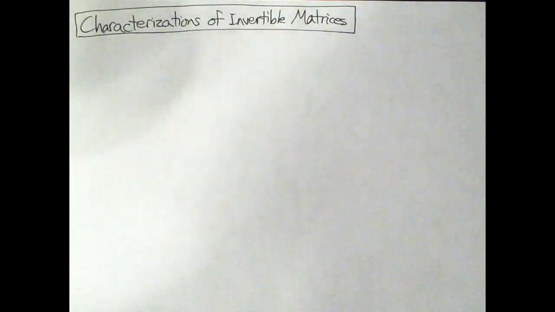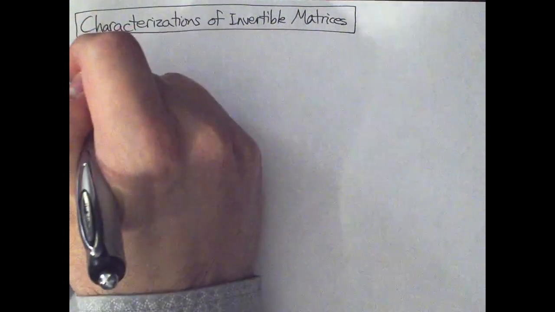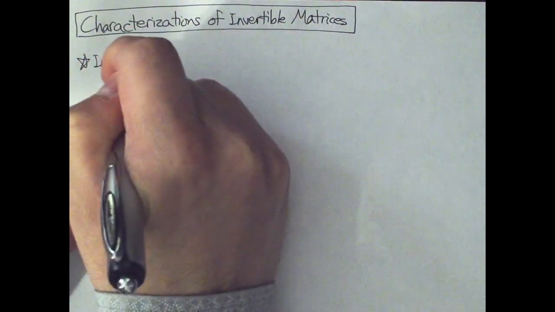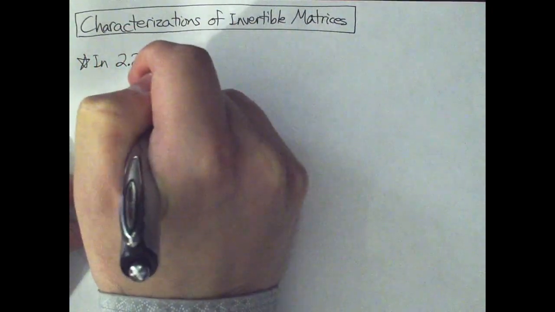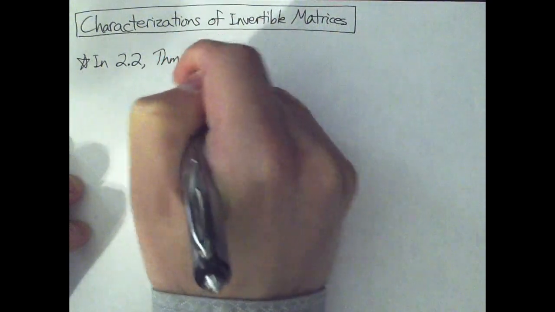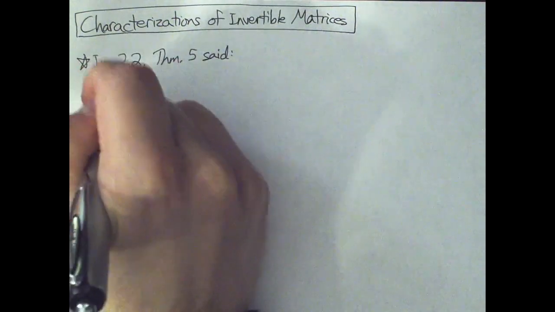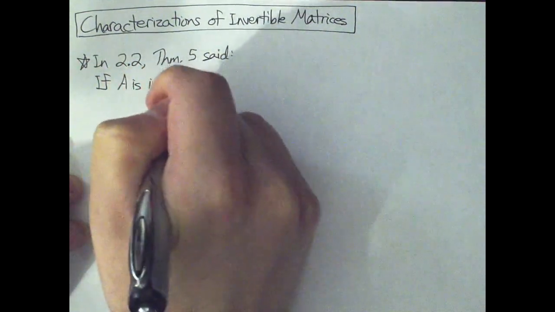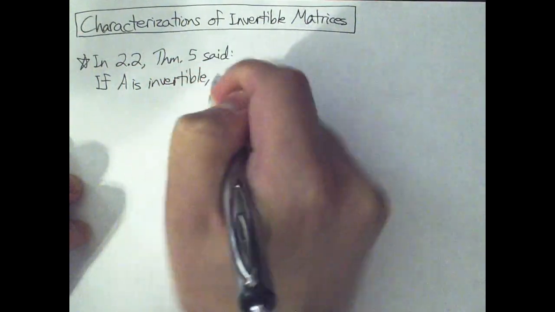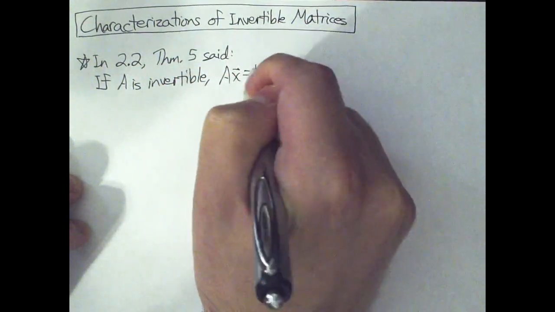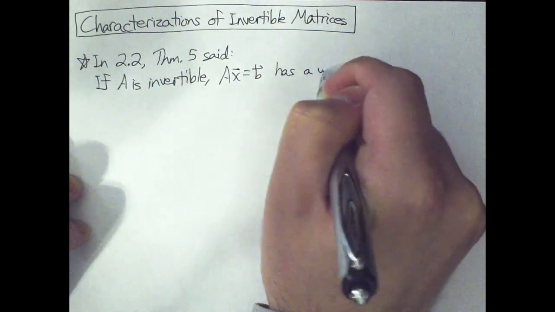Okay, so in the previous lesson, we learned about invertible matrices. We learned how to find them. And in this section, we're going to sort of see why invertible matrices are so important. So let me start by saying in section 2.2, that was the previous lesson, Theorem 5 said, if A is invertible, AX equals B has a unique solution.